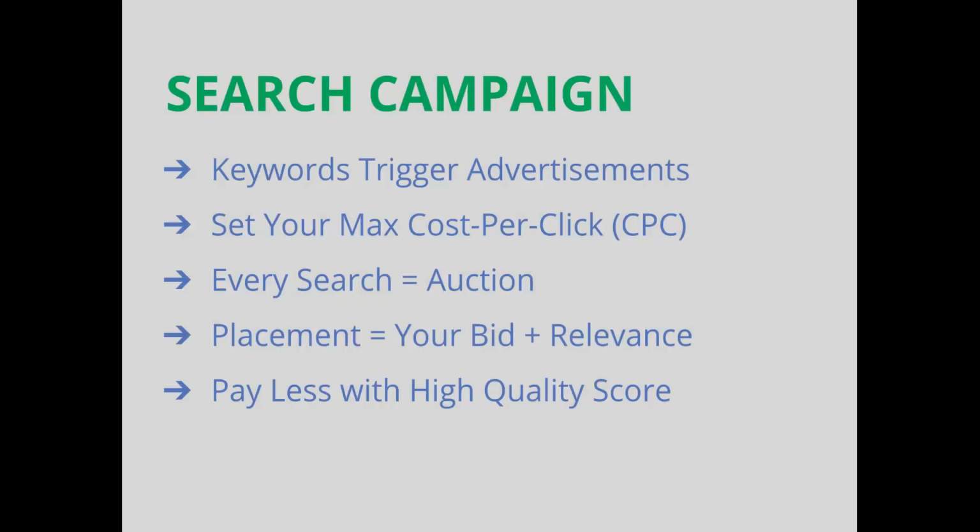And just to quickly recap with these search campaigns, you set up your ad groups with keywords. When somebody types in a keyword, that's going to trigger the advertisement. You set your maximum cost per click, and every time somebody searches, you can view that kind of like a mini auction. And Google's going to take all the advertisers that have bid, and they're going to determine your placement amongst them based on the amount you bid plus your relevance, which boils down to that quality score. And the higher the quality score, the less you're going to pay.